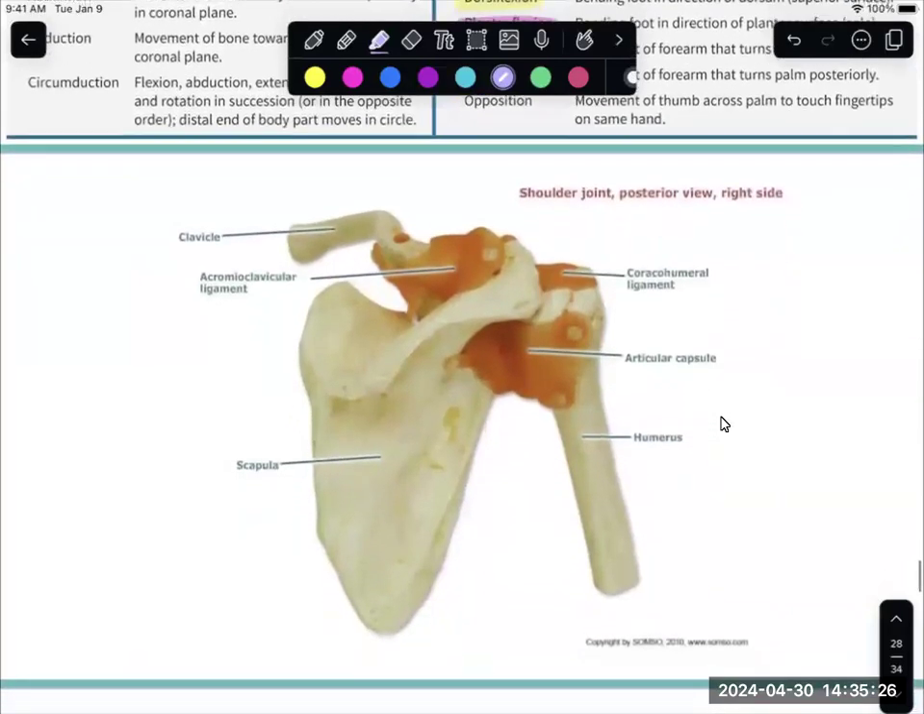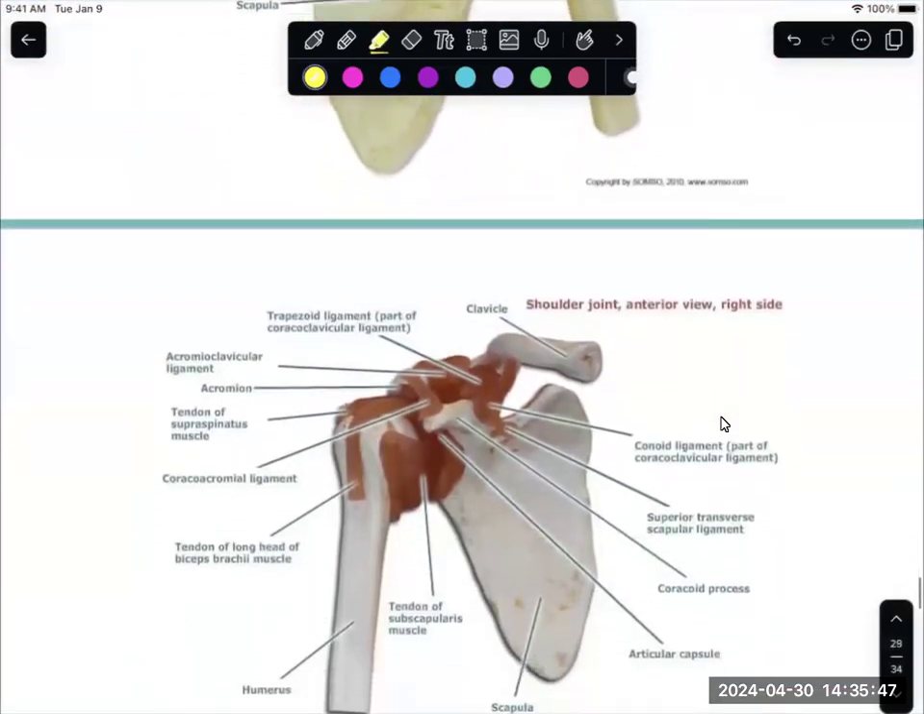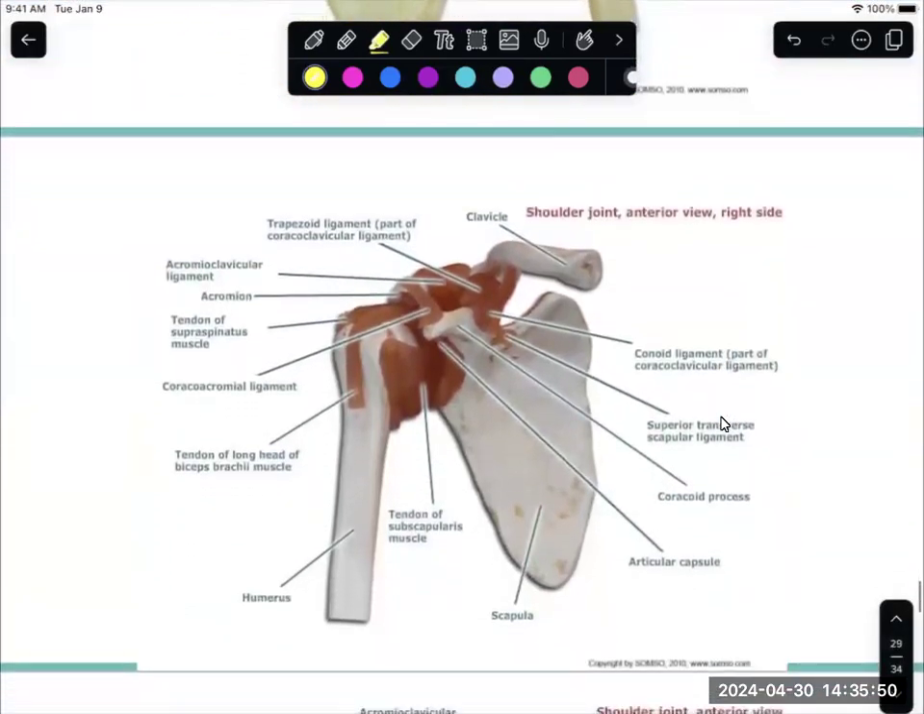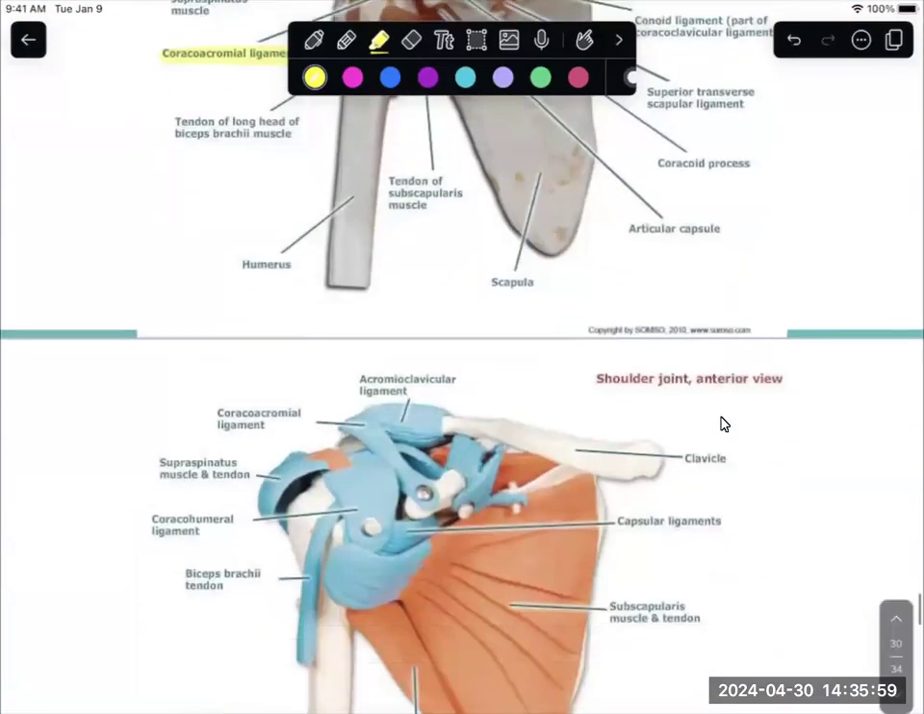Okay, I've attached pictures of models. These are the models that I will use to tag for the practical for this. So you can see that acromioclavicular ligament from this view. Here you can see that coracoclavicular ligament, acromioclavicular ligament. So they're labeled in here.